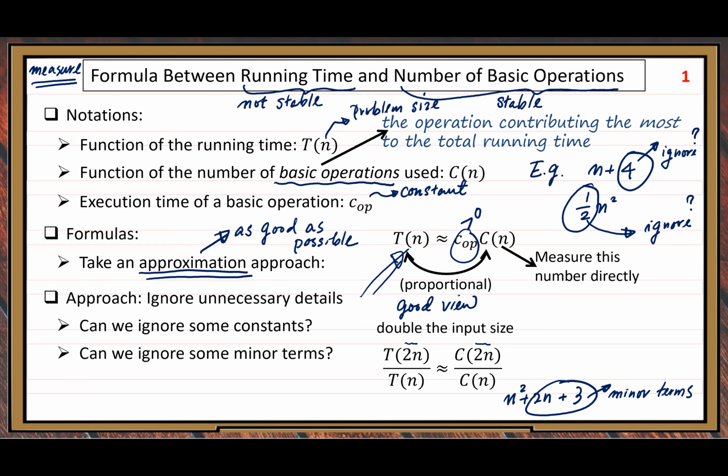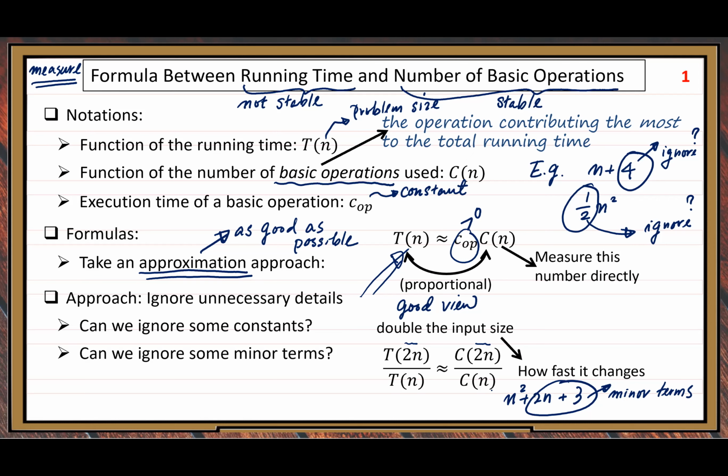Yeah, because the function value grows faster from the T side, it uses more execution time, it's slower, right? From the C side, you need to use more basic operations. It also means slower, right? Yeah, so you can get that information easily.